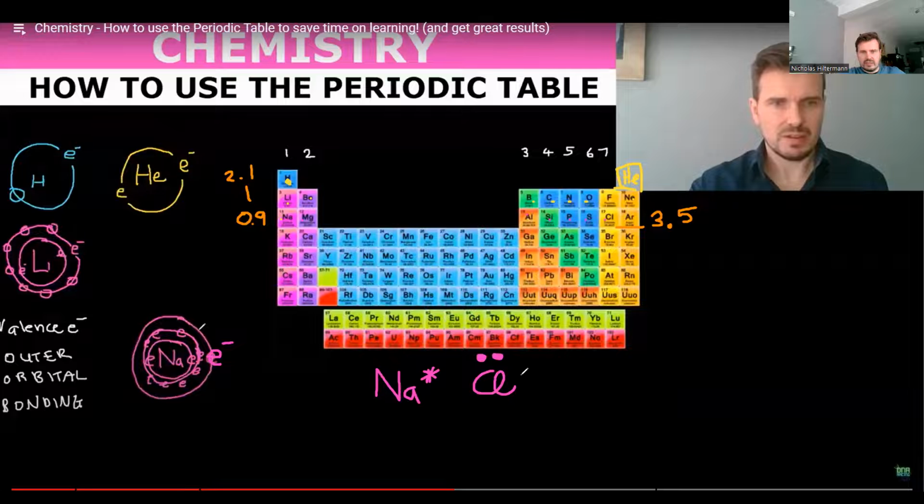So I can draw them like this. Do you see why it has 7? What group is it in? Chlorine is in group 7. Yes, 7 valence electrons. Count the groups: 1, 2, skip the transition metals, 3, 4, 5, 6, 7.